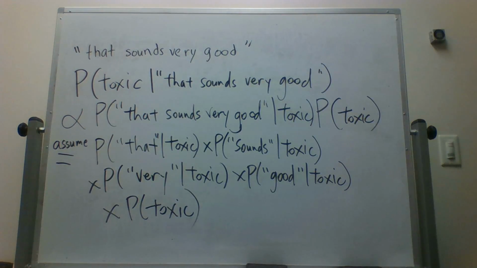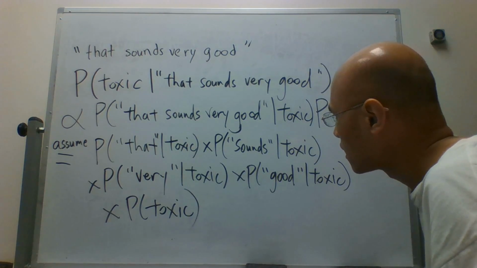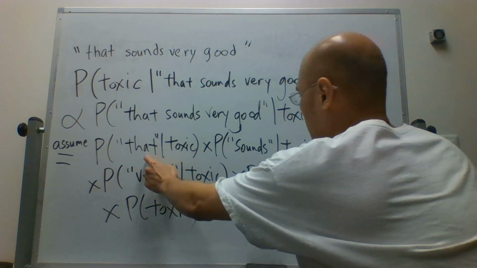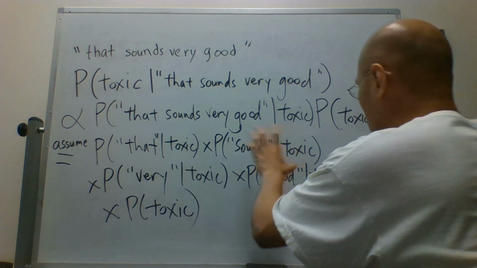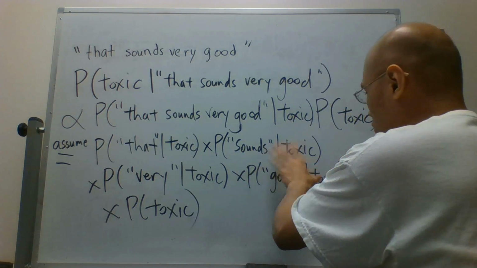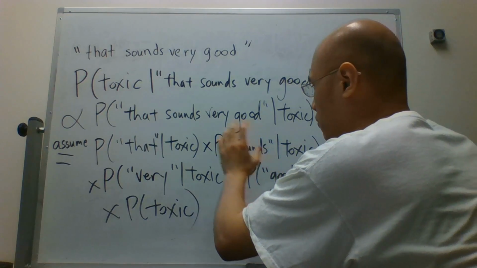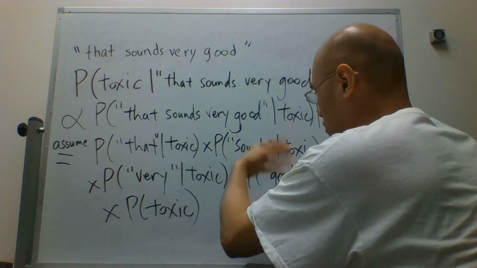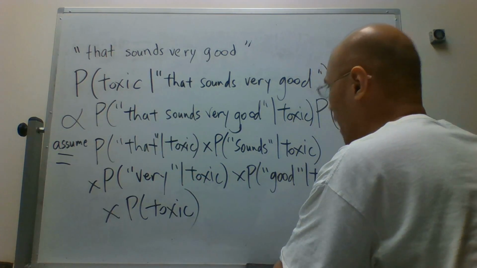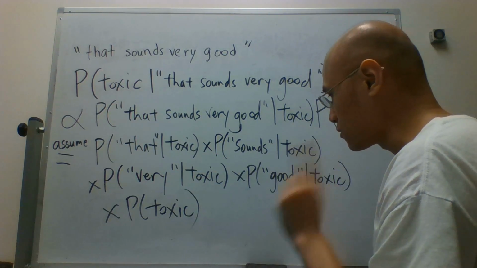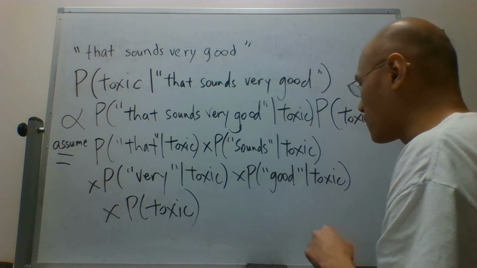Okay, so now we need to go back to our phrases, look for the words "that", "sounds", "very" and "good" in the two toxic phrases, and calculate the proportions in which they appear in the toxic phrases to estimate these probabilities. And we're going to use Laplace smoothing to do that for us. So we can still keep with alpha equals 1. Yes, we're going to use alpha equal to 1.